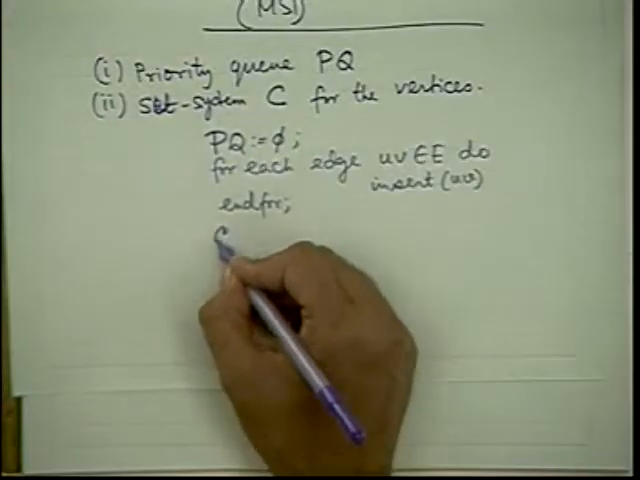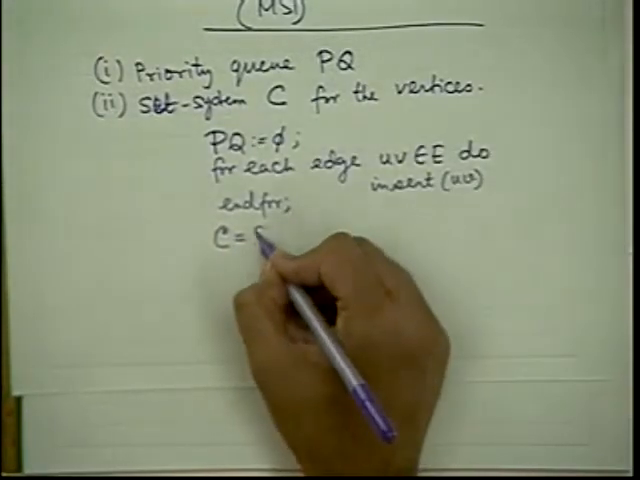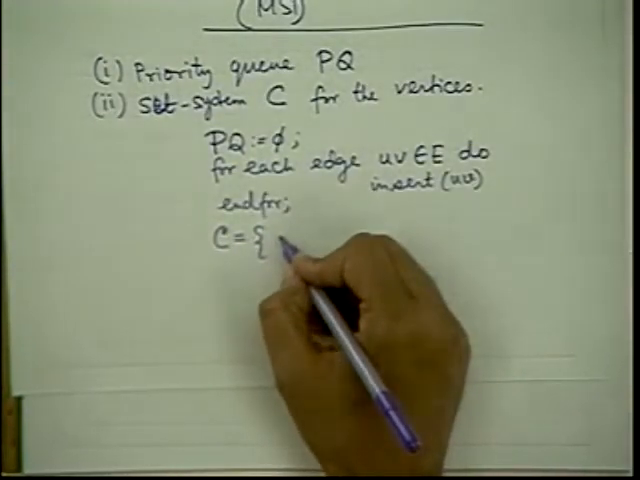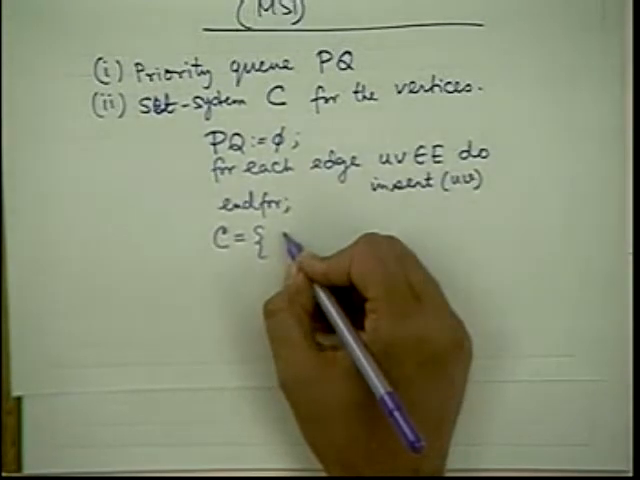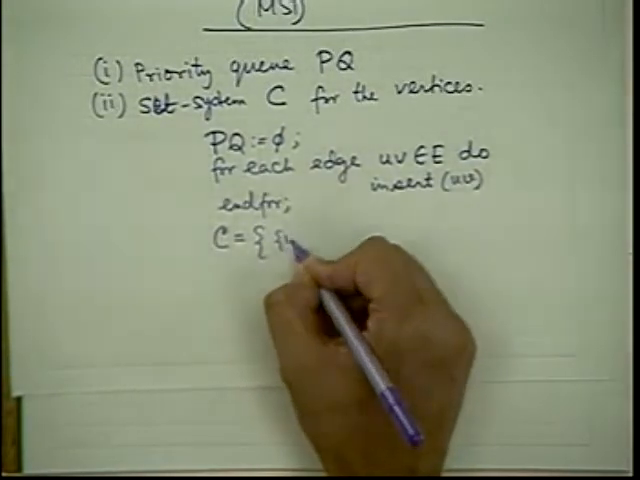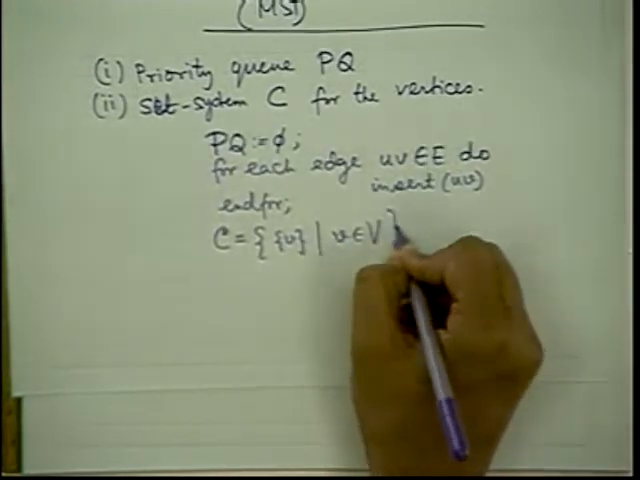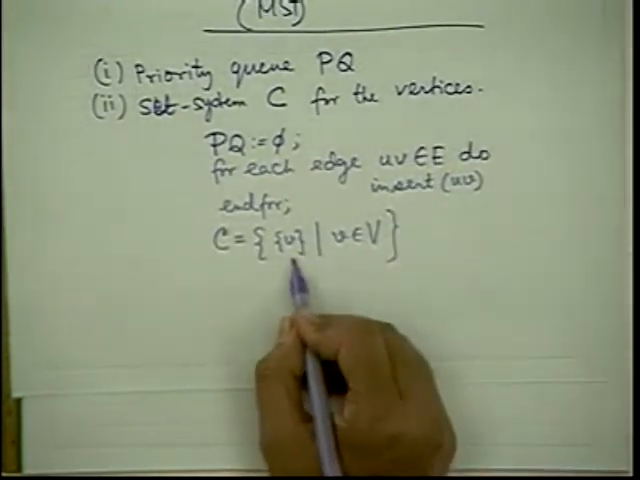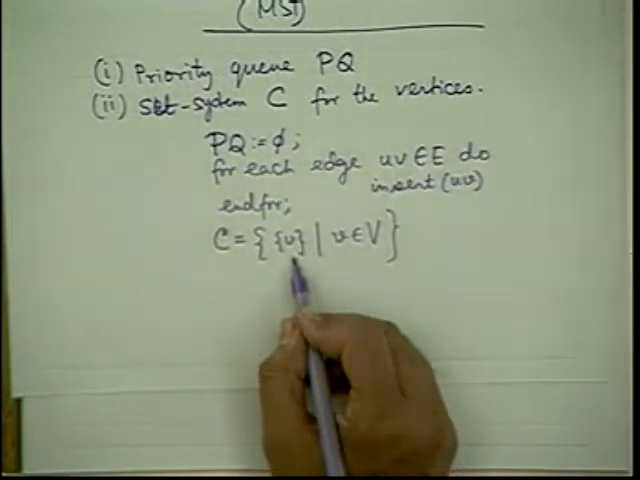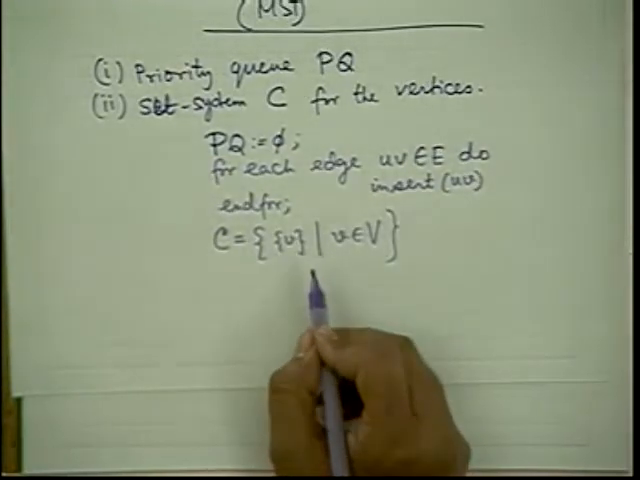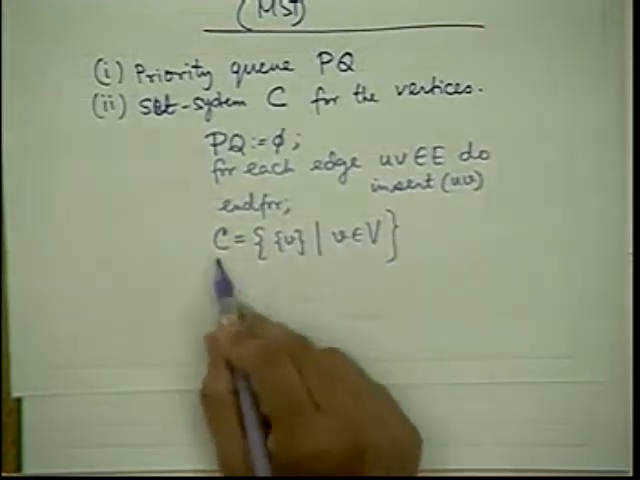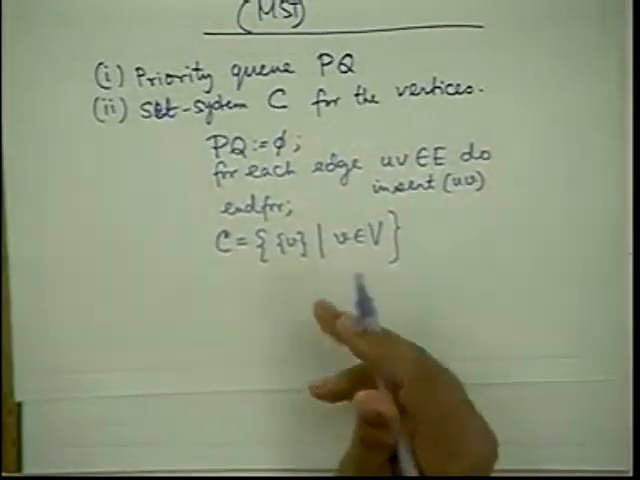So that's the initialization. And what is the initialization for the set system C? Initially, each set has only a single vertex v. So it's a set of vertices such that v belongs to V. So each set is a singleton set initially. Each vertex is a set itself. So C is a set of all those sets.